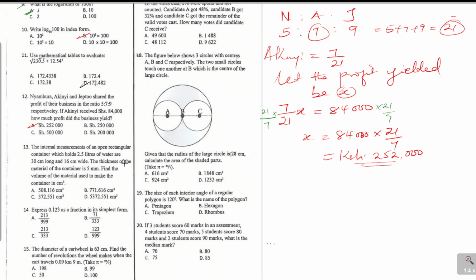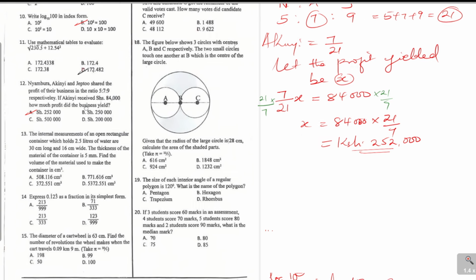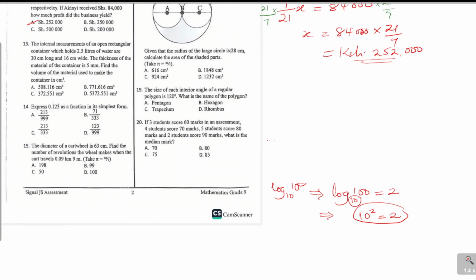The internal measurements of an open rectangular container which holds 2.5 liters of water are 30 centimeters long and 16 centimeters wide. The thickness of the material of the container is 5 millimeters. Find the volume of the material used to make the container in centimeters cubed. So we read the question again. Need to read the question again for us to understand this properly.